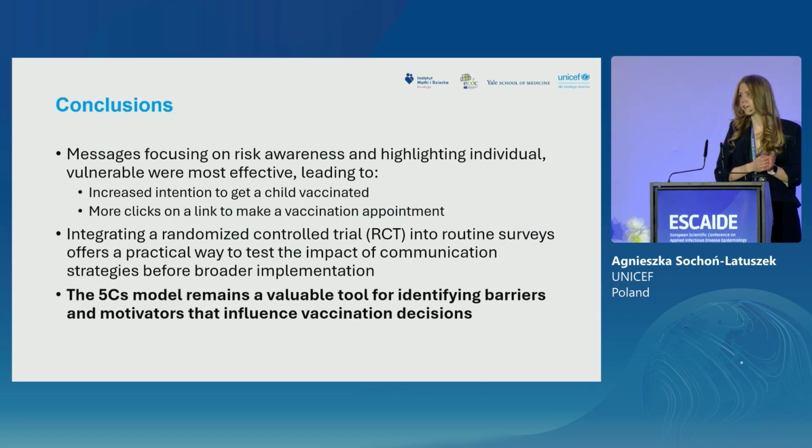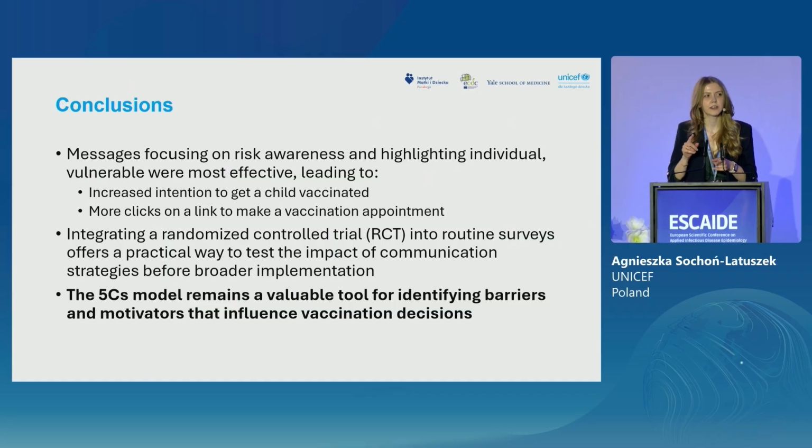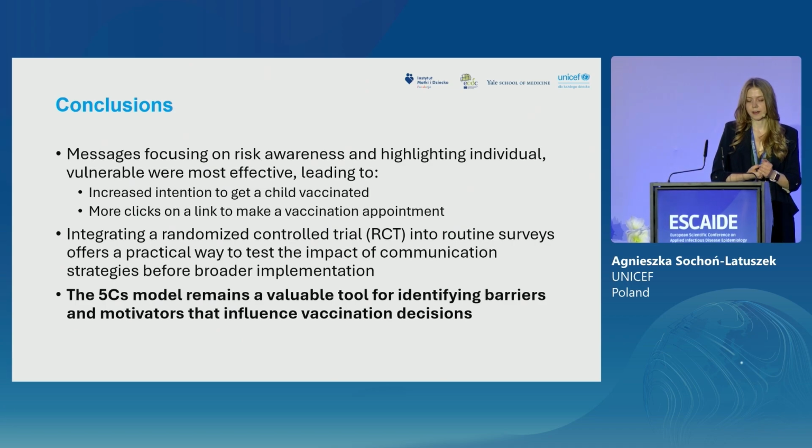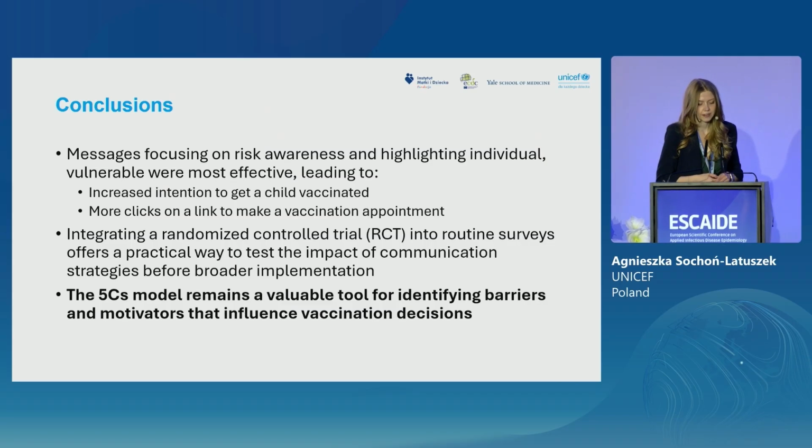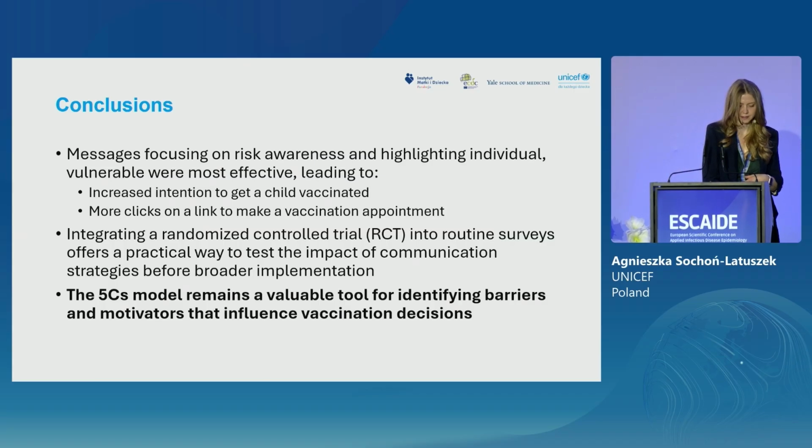Here are some of the conclusions. I think the most important one is the use of the 5C model, because, as I mentioned, it not only helped us understand why they behave in such a way and how we can help address the behaviors, but also it helped us build something tangible and work on the communication that was later tested with the RCT. And this message focusing on risk awareness was the most effective, and it led to increased intention to get the children vaccinated. And I think integrating the randomized control trial is an interesting one, because we had quite a big sample, so we could use it for the survey and also for the RCT later on.